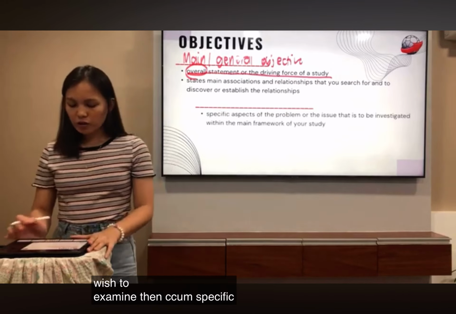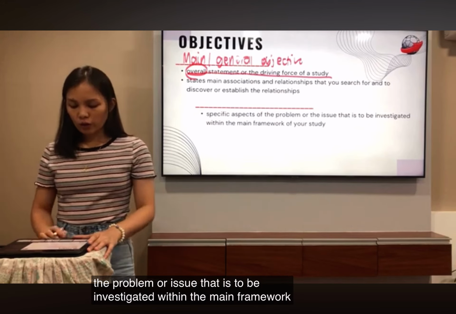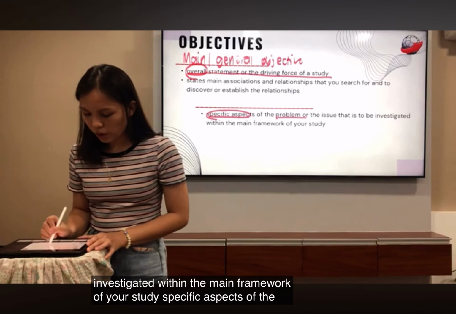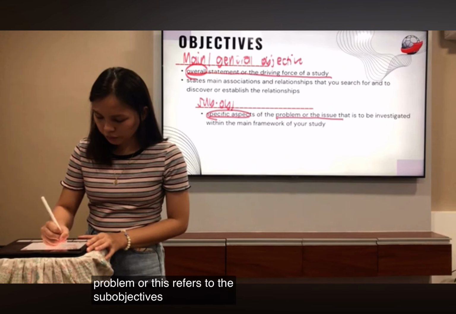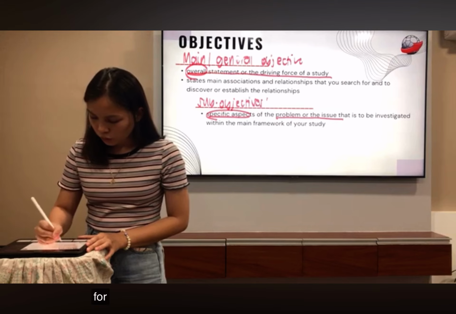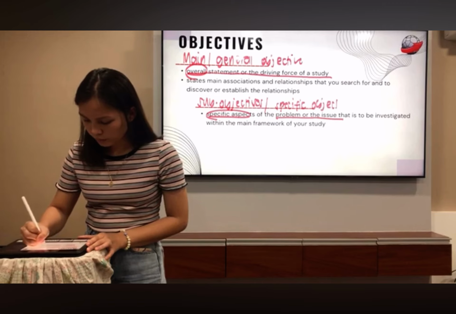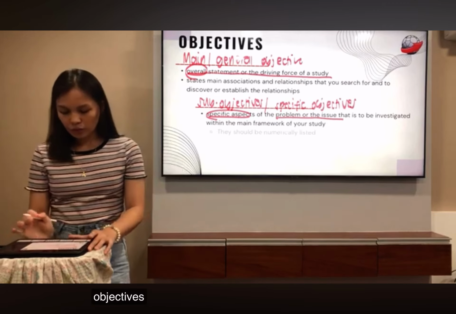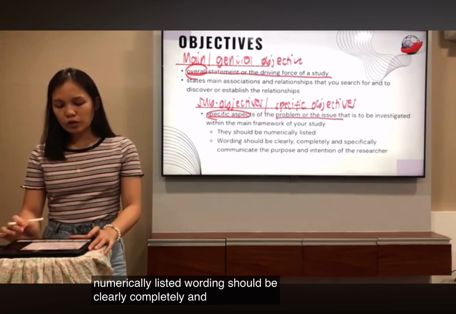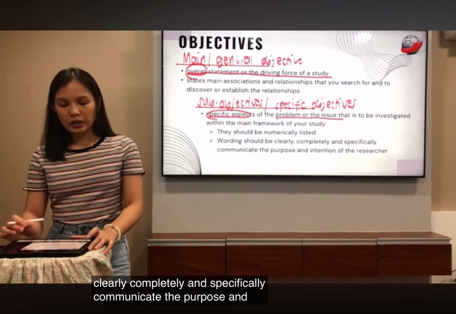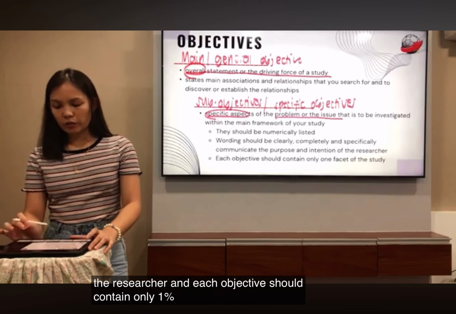Then second, specific aspects of the problem or issue that is to be investigated within the main framework of your study. This refers to the sub-objectives or specific objectives. They should be numerically listed. Wording should clearly, completely, and specifically communicate the purpose and intention of the researcher. And each objective should contain only one facet of the study.